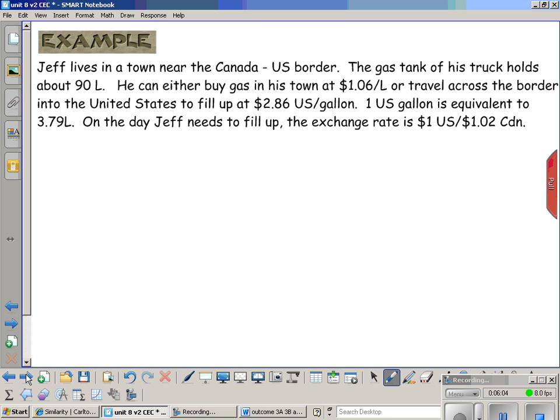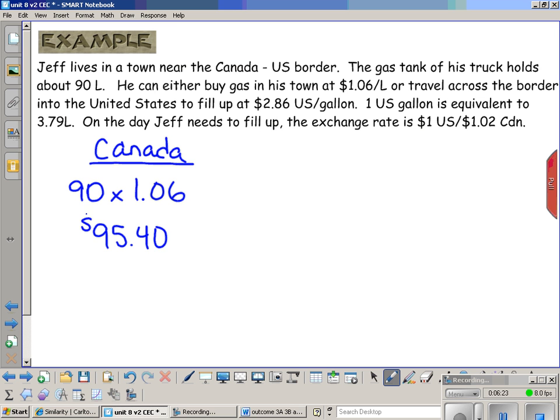So let's start with how much it would cost to fill up in Canada. Well, he's got to fill 90 liters and it costs $1.06 per liter. So we multiply those together, and in Canada it is going to cost him $95.40 Canadian.